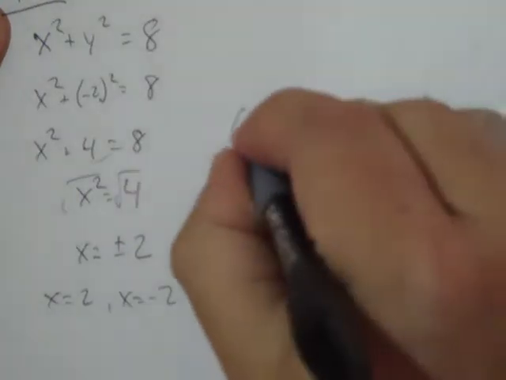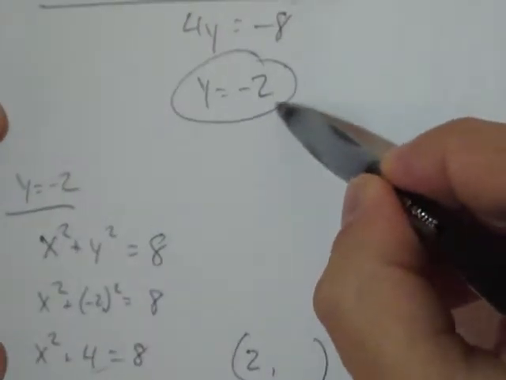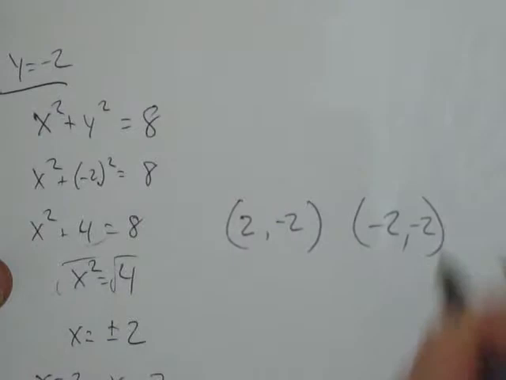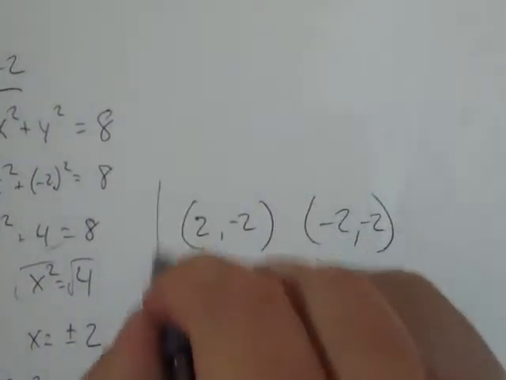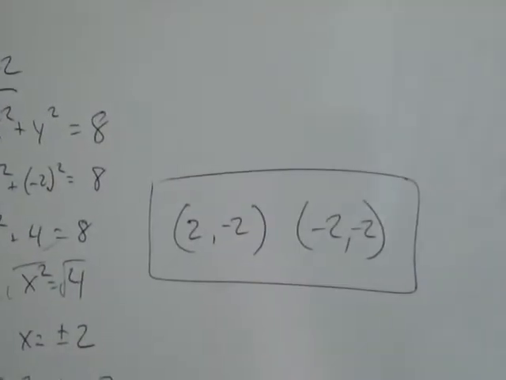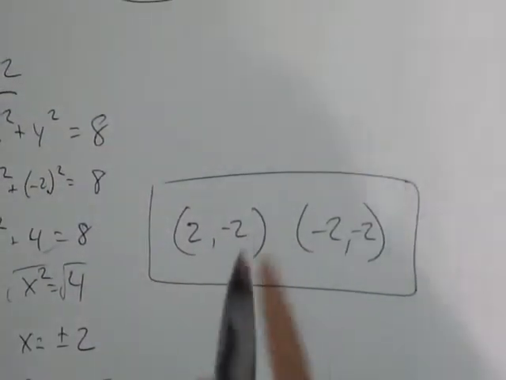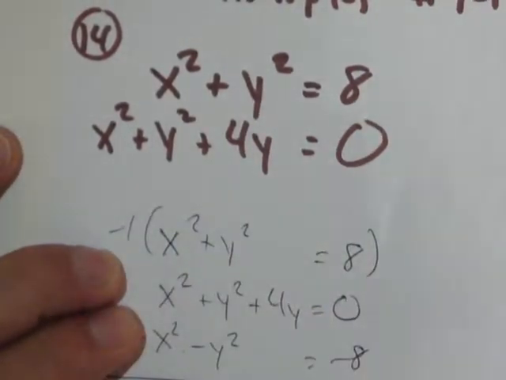One point has an x value of 2, the other point has an x value of -2, and they both have the same y value. The y value is -2 up here. So we got the point 2, -2, and -2, -2. These are the 2 points where the two graphs cross. Alright? And if we wanted to, we can go back and plug these in to the original equations, and they both should work if we do that. And it looks like they will.